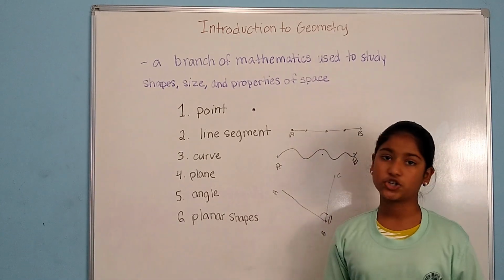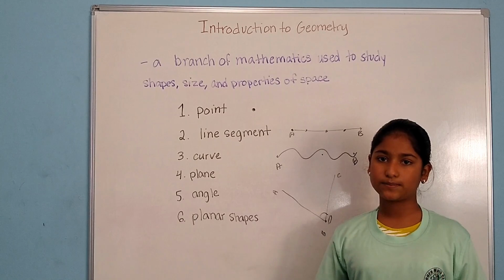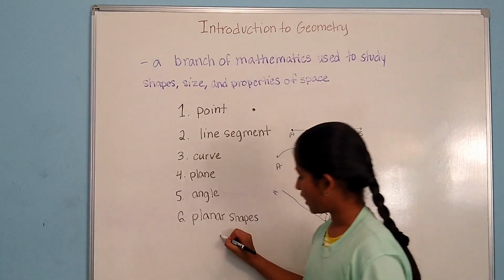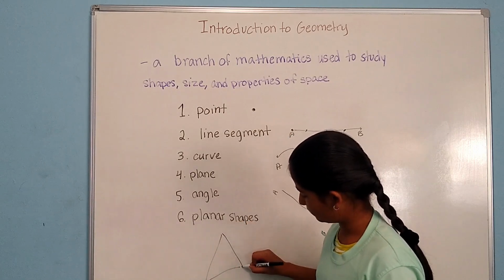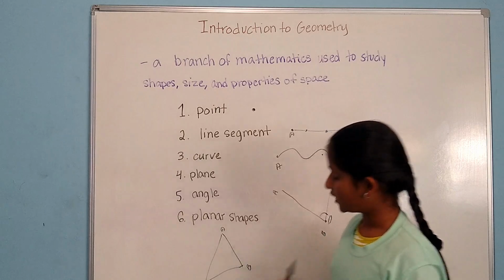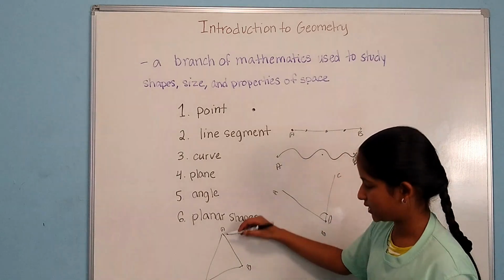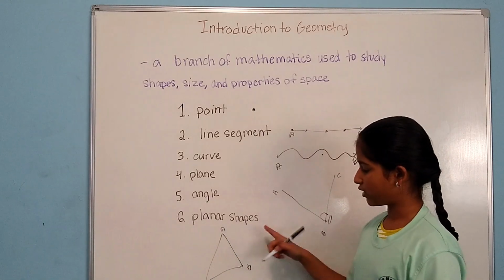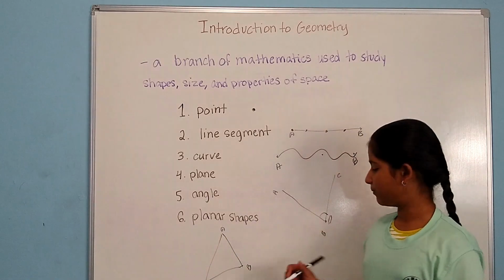Number 5 is planar shapes. And these are basically shapes that are drawn using line segments and curves. An example would be a triangle. As you can see, there are 3 line segments, AB, BC, and AC. So there are 3 line segments in a triangle.